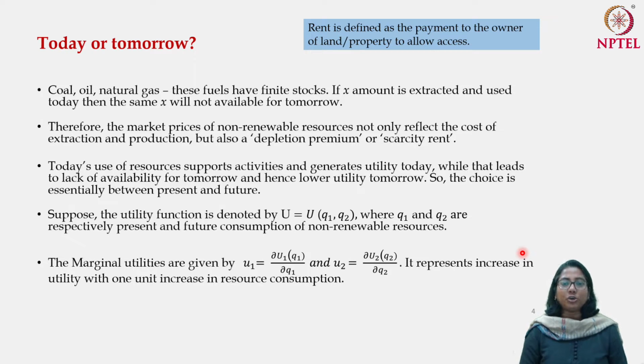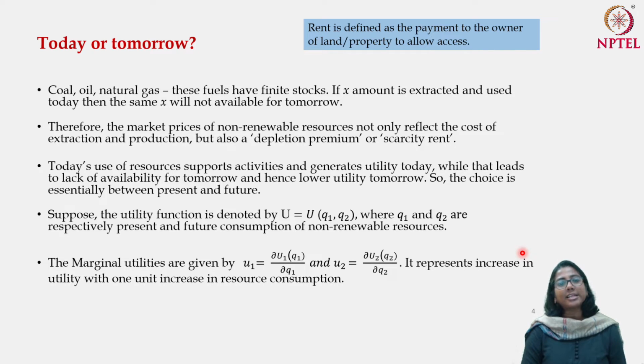Okay, so we will assume that both small u1, the marginal utility that you are deriving out of the consumption of non-renewable resources today, and u2, the marginal utility that you are deriving out of the consumption of non-renewable resources tomorrow, are falling as you increase q1 and q2 respectively. Now remember, what is the intention behind developing this kind of framework? The intention is to divide the finite stock of resources in two parts: the part that you are going to extract and use today, and the part that you are going to extract and use tomorrow.